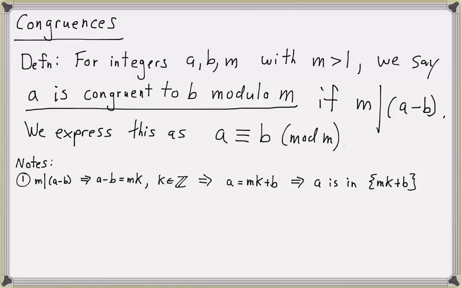So we see that saying that a is congruent to b mod m is the same as saying that a is in the arithmetic progression mk + b. This was a very, very important invention in studying properties of integers, and we'll use this extensively in future lessons. I mentioned this earlier, but the number m is called the modulus.